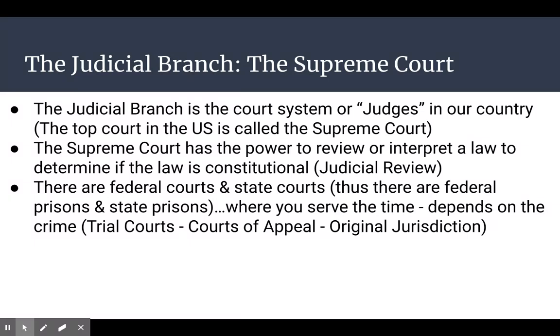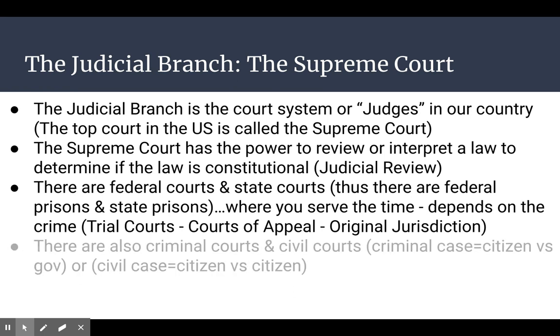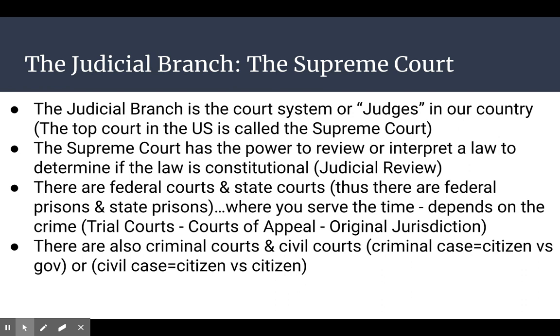And that's why lawyers become so important. You want to make sure that you have somebody who's representing you, right? Legal representation, who can understand the complexities of this court system. All right. There are also criminal courts and civil courts.